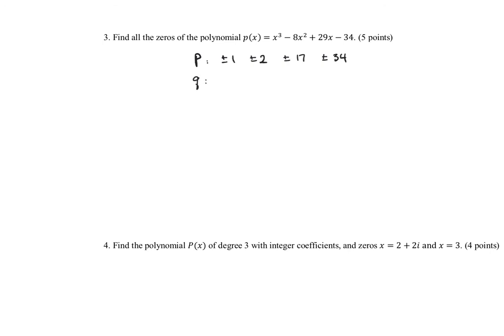Now we need Q. So Q is the leading coefficient. In this case, Q is equal to 1, and so if you divided all of these values by 1, it wouldn't change any of them. So this becomes our P divided by Q list.